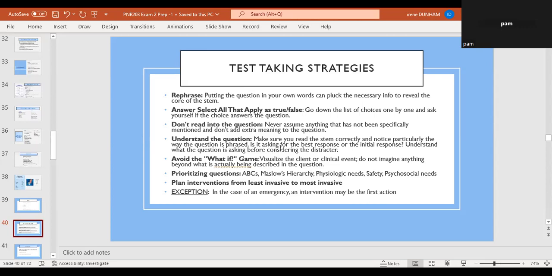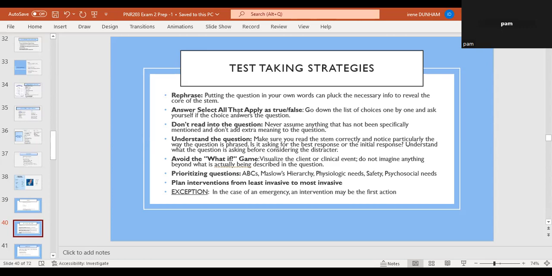And then understand the question. So make sure you read the stem. Remember, a question always has a stem, and notice particularly the way the question is phrased. Is it asking for the best response or the initial response? Big time. Understand what the question is asking before considering the distractors. There are always distractors in there. So take your time. On the test, you have like 75 minutes. So again, understand the question.